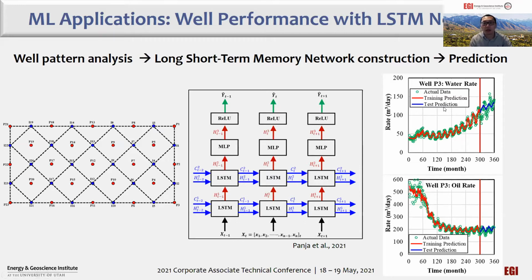For example, figures on the right here show the results for one of the wells. Both the training and testing predictions are very close to the actual data points. So the red line is the training prediction, the blue line is the testing prediction, and the green circles are the actual data.